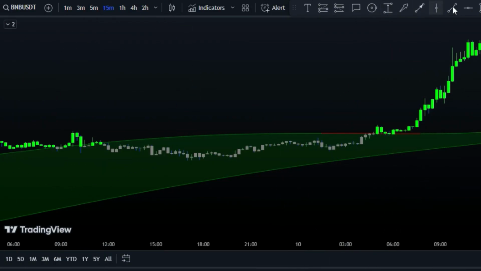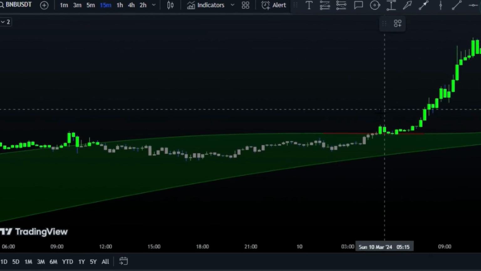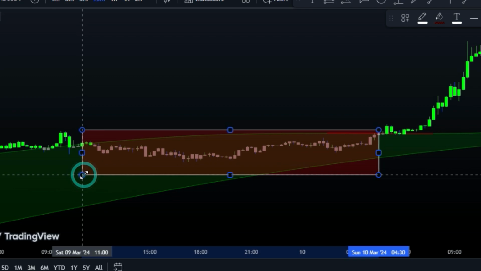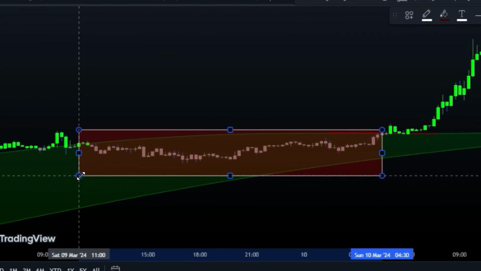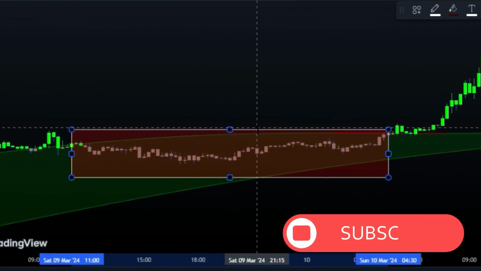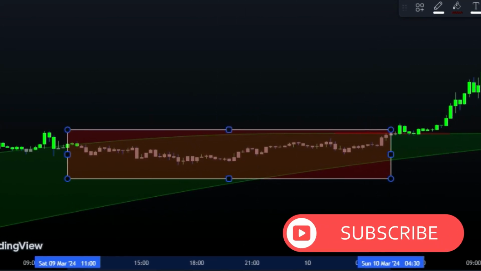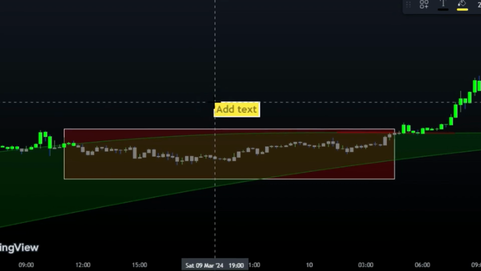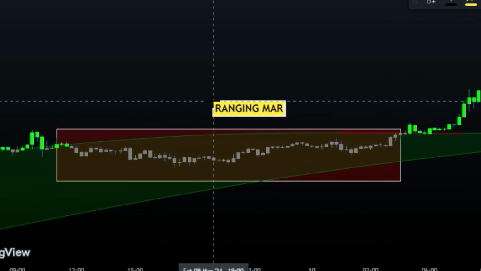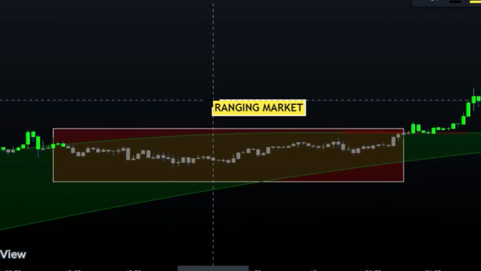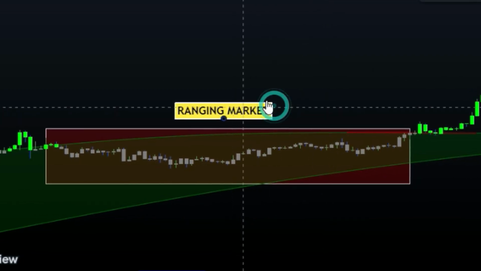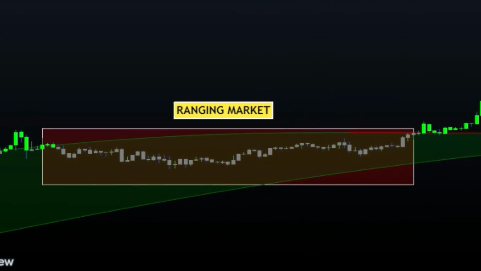So now let's analyze these examples to understand how effectively our strategy filters out signals during ranging markets and counter trend situations. In range markets, the price tends to move sideways without showing a clear direction. During these periods, our strategy prevents us from entering trades as the price remains between the ribbon, signaling a lack of defined trend. This ensures that we don't get caught in whipsaws and only trade when the market has a clear direction.